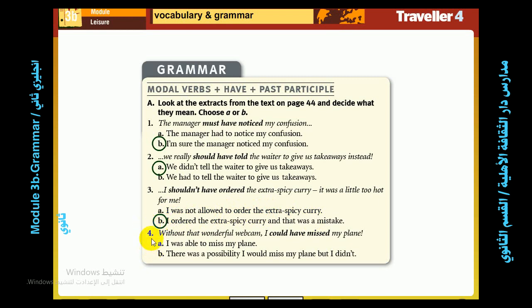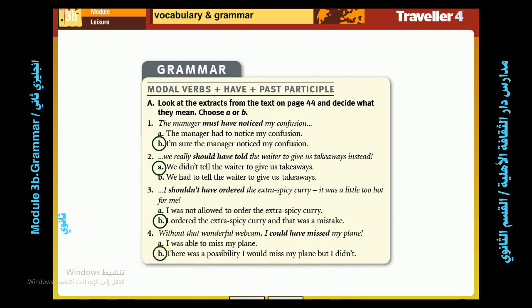Number 4. Without that wonderful webcam, I could have missed my plane. Actually, I didn't miss the plane, but it was possible to happen. So we have two answers. A, I was able to miss the plane. B, there was a possibility I would miss the plane, but I didn't. So the answer is B.